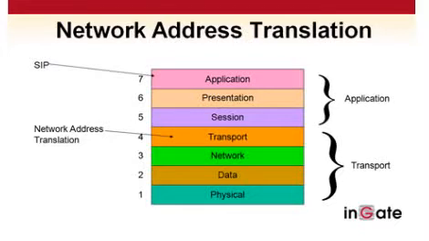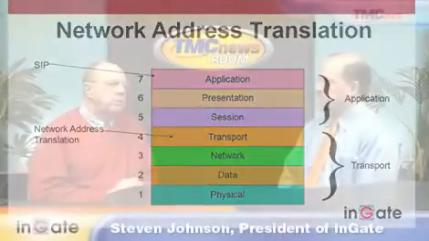SIP, on the other hand, is at layer 7. So if you're translating these addresses, there is an immediate problem that you have to resolve before you can implement SIP, SIP trunking, or voice over IP. That means we have to do a NAT translation.